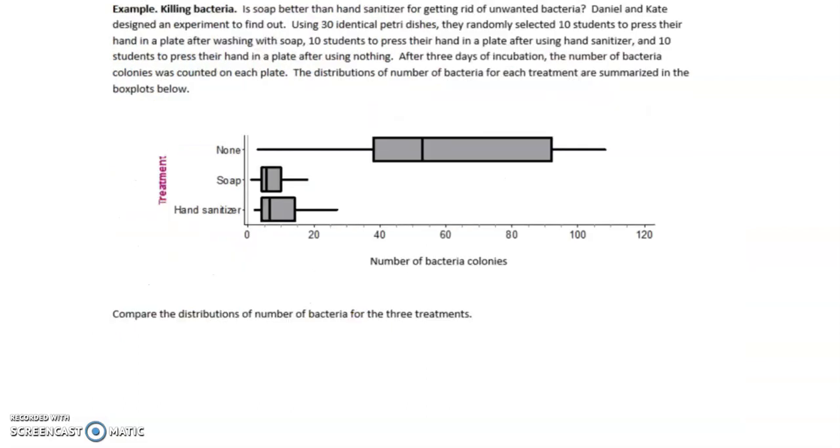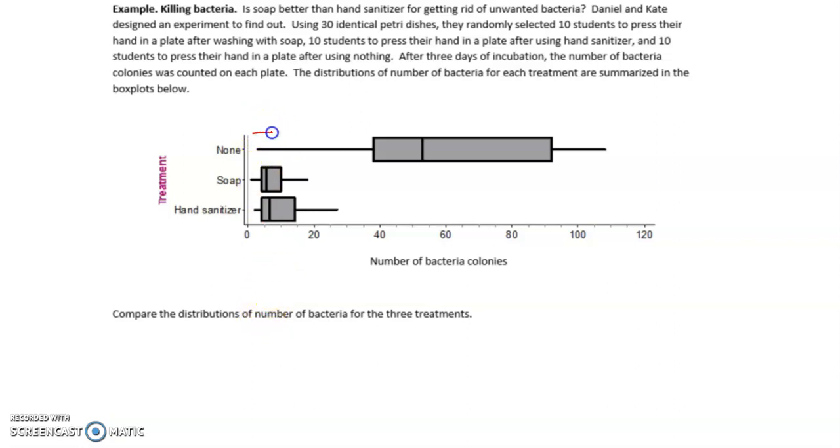One more example of comparing distributions. Is soap better than hand sanitizer for getting rid of unwanted bacteria? Daniel and Kate designed an experiment to find out. Using 30 identical Petri dishes, they randomly selected 10 students to press their hand in a plate after washing with soap, 10 to press their hand in a plate after using hand sanitizer, and 10 to press their hand in the plate after using nothing. After 3 days of incubation, the number of bacteria colonies was counted on each plate.